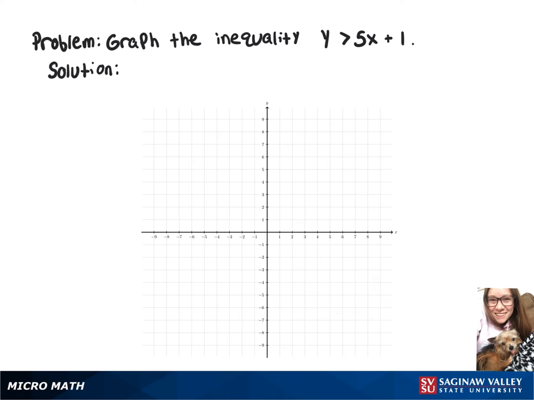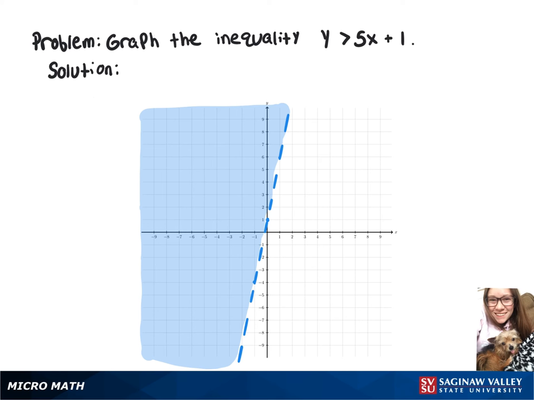To graph this inequality, we'll start by graphing the line y equals 5x plus 1. So we'll go up to 1, and then up 5 and over 1. And then we'll also plot a point going down 5 and to the left 1. And we'll do a dashed line since it's strictly greater than. And then because it's greater than, we're going to shade everything above that line.